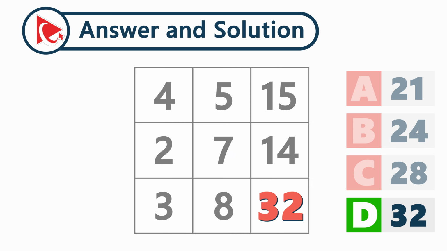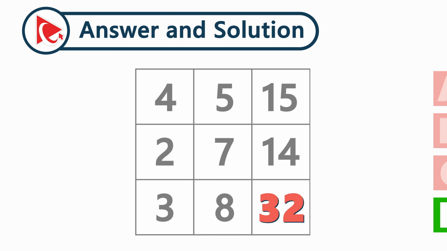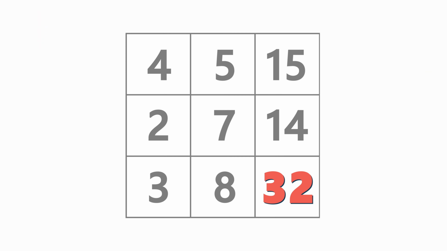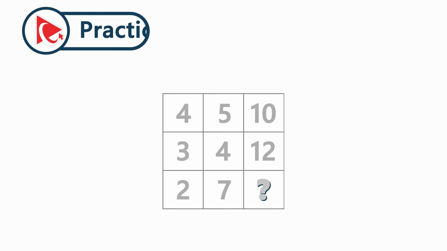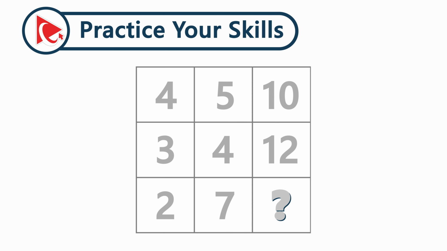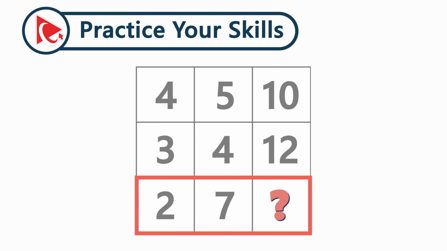Now, as you know how to tackle these types of challenges, let's keep the momentum going. Try this question to see how you would do. You are presented with a 3 by 3 square. First row in the square has numbers 4, 5, and 10. Second row has numbers 3, 4, and 12. And then the third row has numbers 2, 7, and then comes the missing number, which you need to calculate and select your answer out of 4 possible choices.